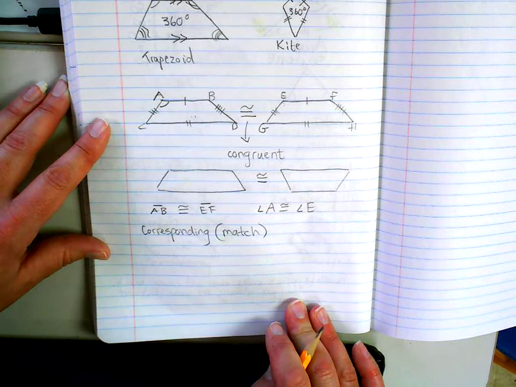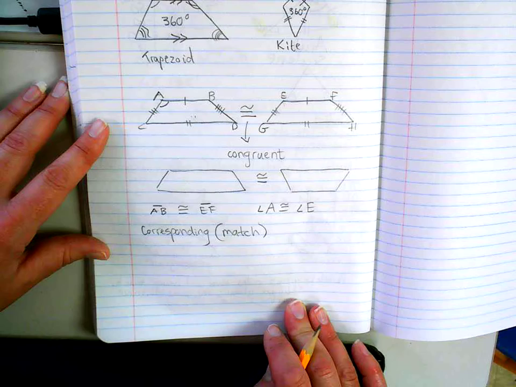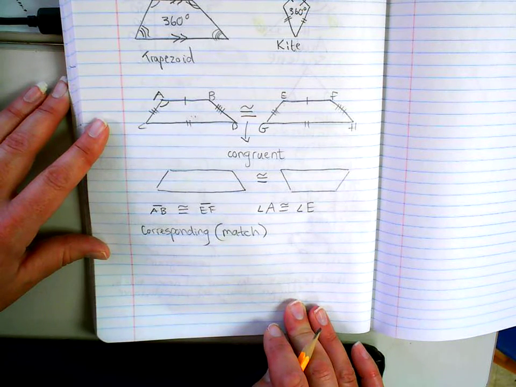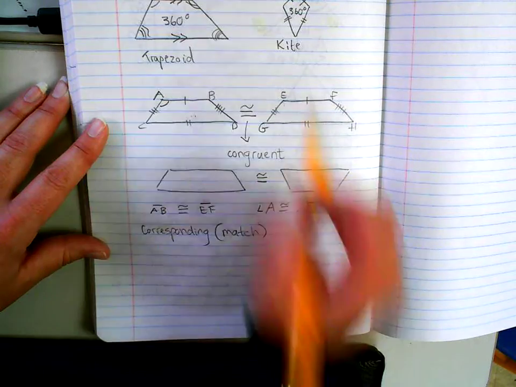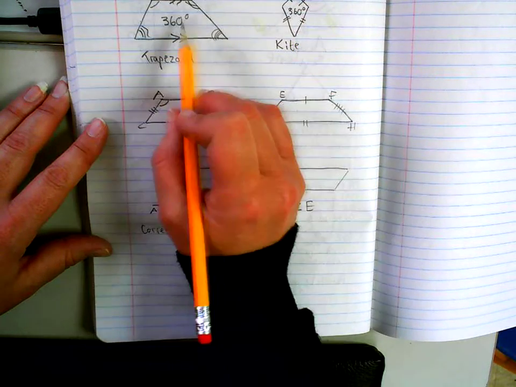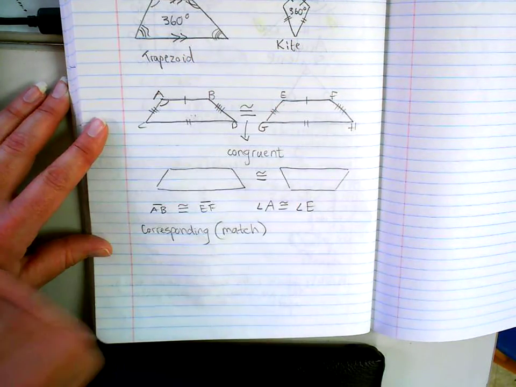Okay, we're now going to do some classwork, naming the quadrilaterals and working out how much angles are, now that we know that all quadrilaterals equal 360 degrees.